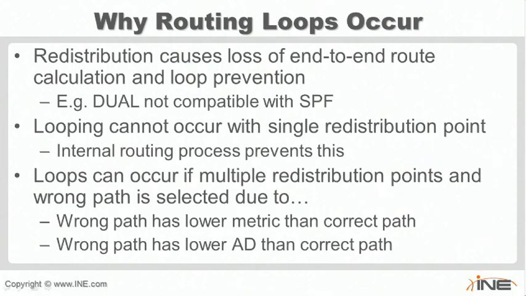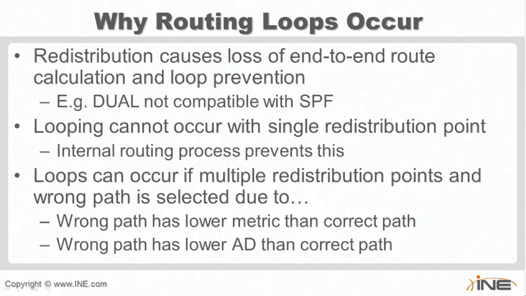Ideally, in a real design, you would just try to get away from any redistribution points at all and simply run the same IGP end-to-end. So if I'm running EIGRP everywhere in my network or running OSPF everywhere in the network, then we can assume those protocols are going to build a loop-free topology to begin with. It's only when we pass the information between the protocols and then we have a loss of the entire reachability information that the potential problems can occur.